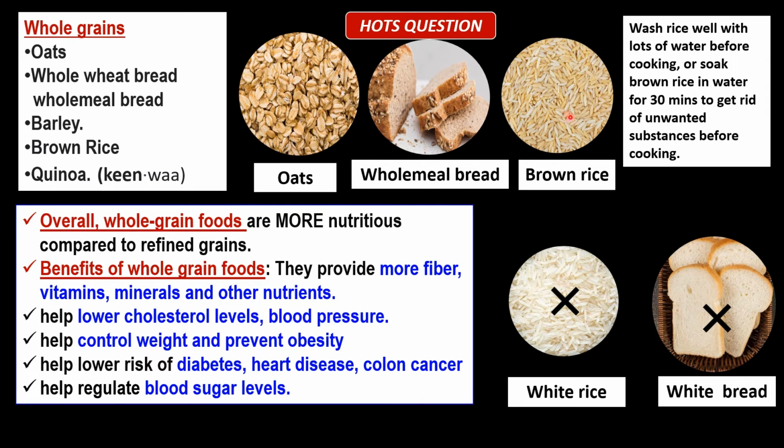Or soak the brown rice in water for some time, like 30 minutes, to get rid of these unwanted substances, like arsenic and also pesticides and also some other unwanted substances before cooking. It will also cause the brown rice to be cooked in a faster time. Okay.